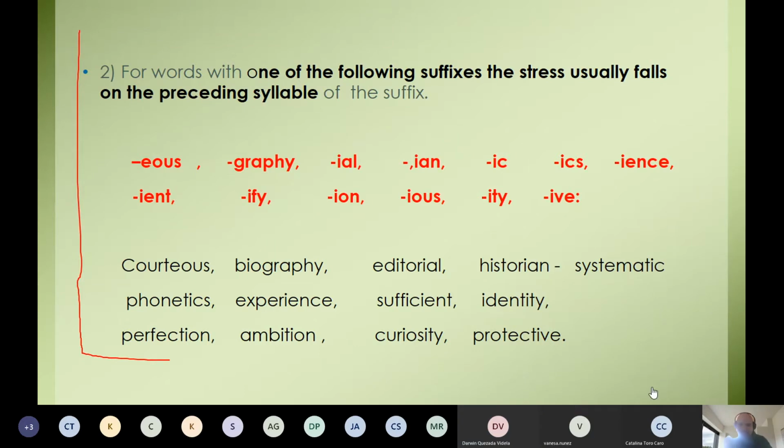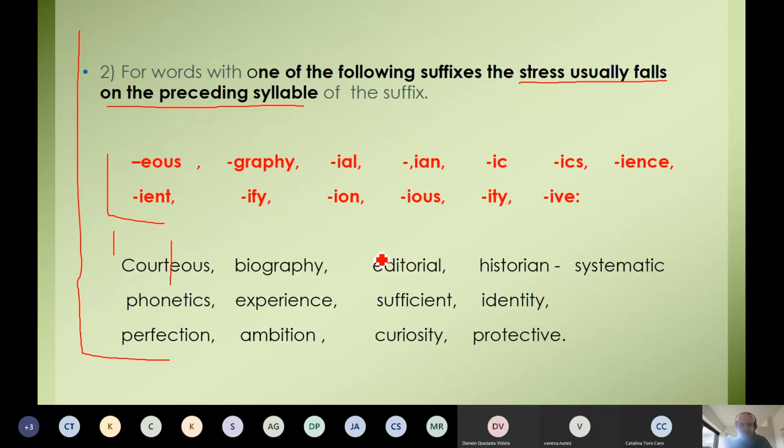Thank you so much, Darwin. Very, very kind of you. So let's see what we get here. If you find any of these suffixes, remember the suffixes are attached to the root at the end, right? The stress usually falls on the preceding syllable. So before the suffix, courteous. The word is court, courteous. So this is the stressed syllable, the first one, before the suffix, right?